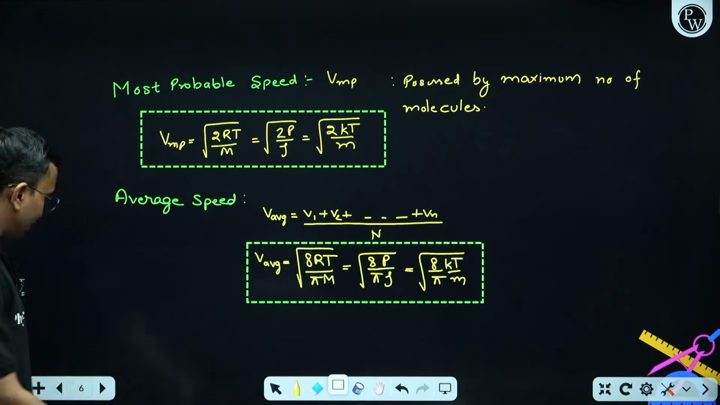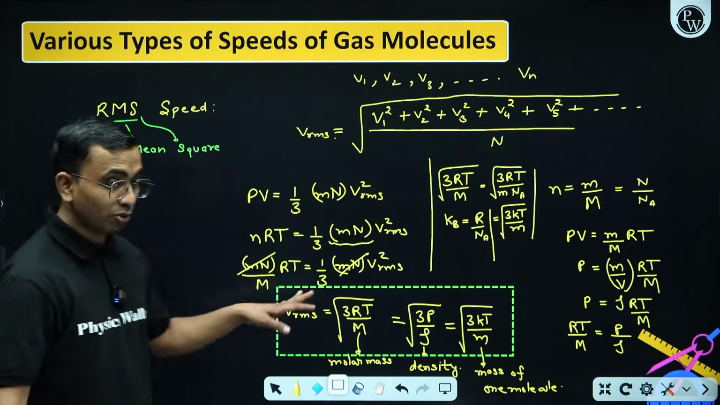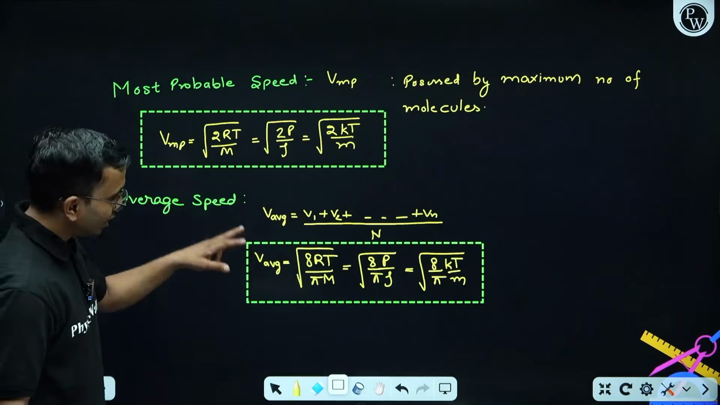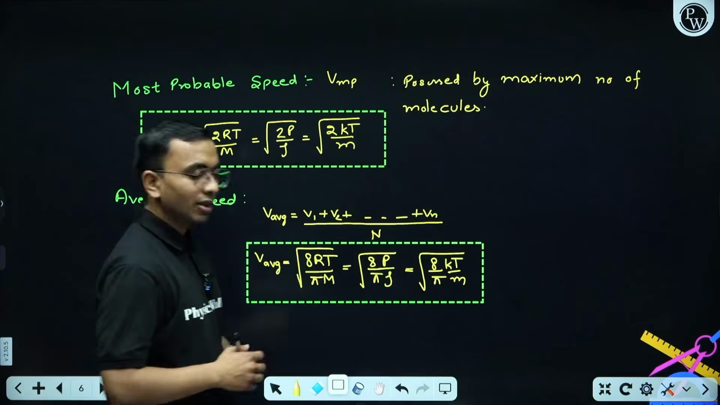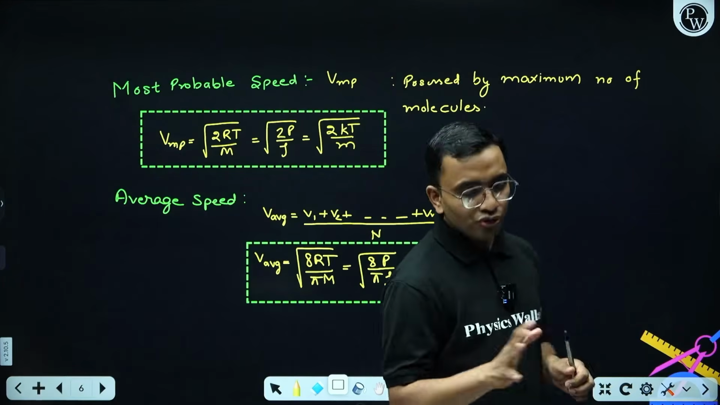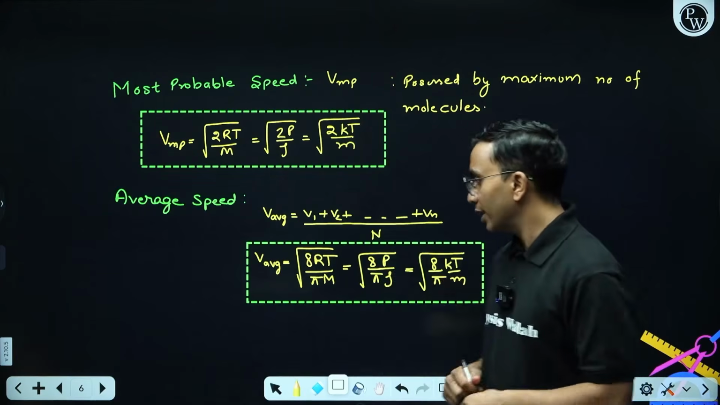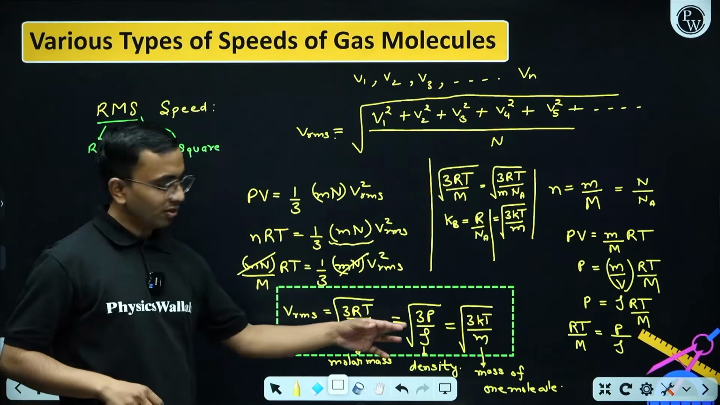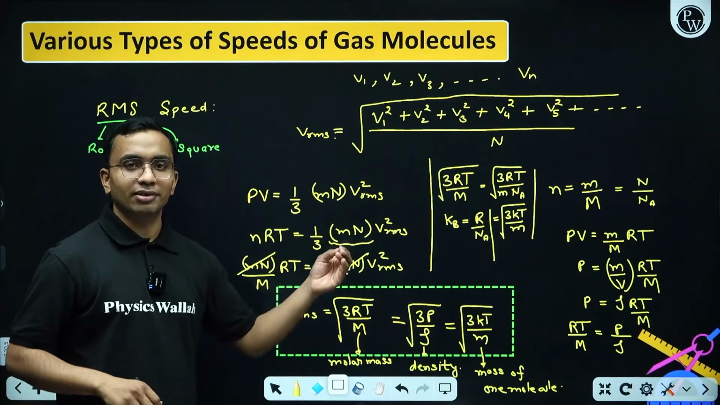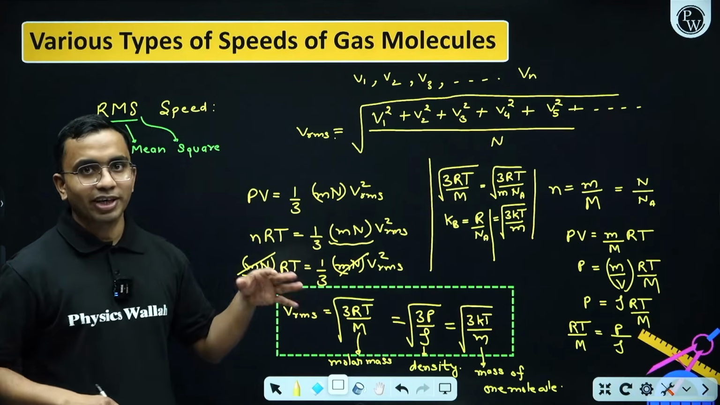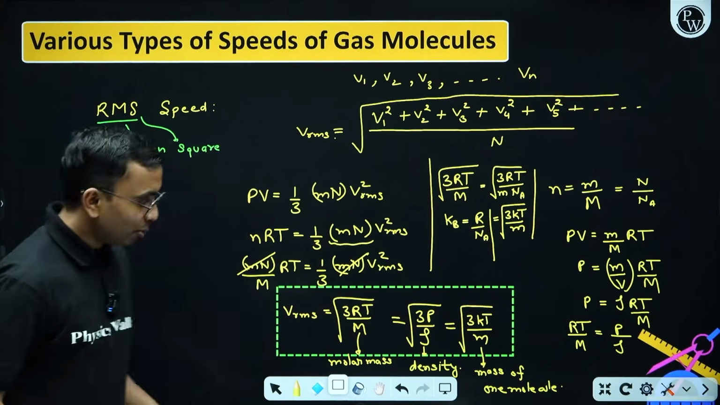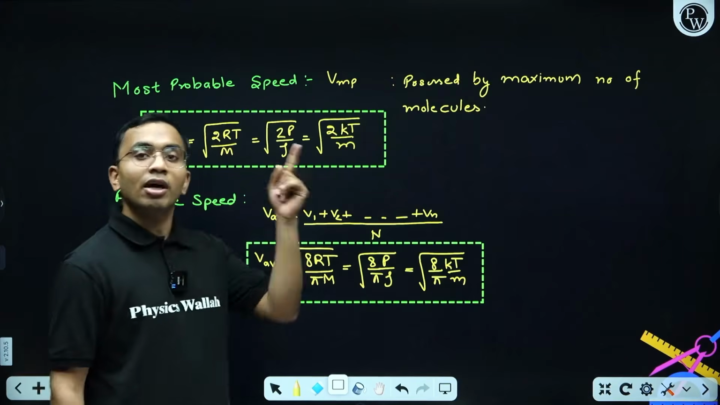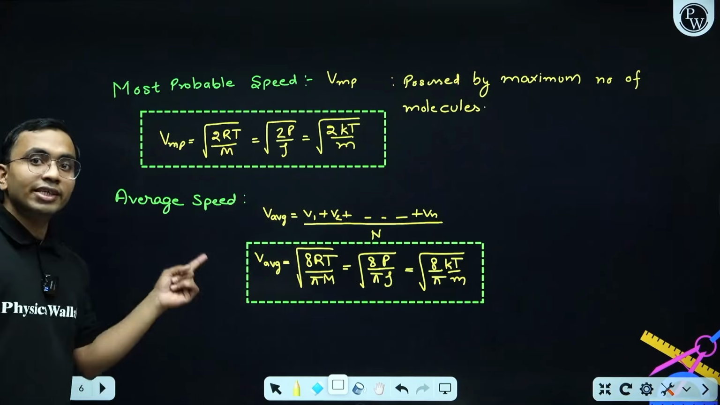Now we are having these three speeds. First, we discussed the RMS speed, then the most probable speed, then the average speed. Most of the time, if a question is asked, it will be from RMS speed, this is the most important one. You can take it for 90% of the times. But a question can be asked, what is the ratio of RMS and the most probable or the average, and which one is greater, which one is lesser.